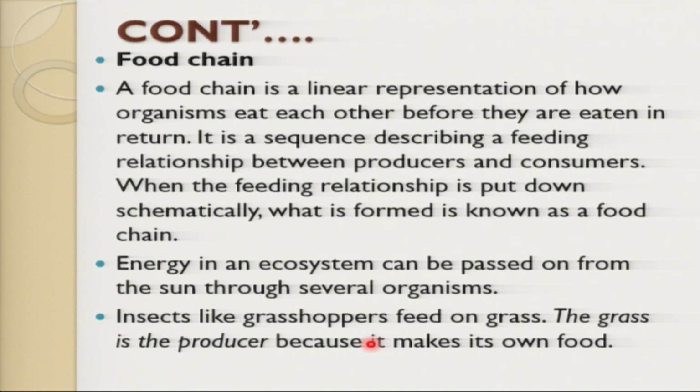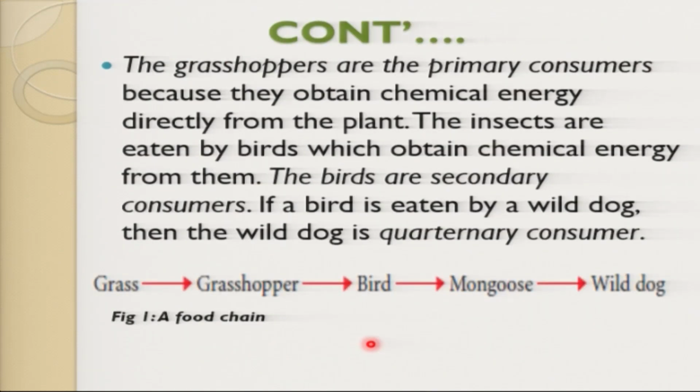So insects like grasshoppers feed on grass. The grass is a producer because it can make its own food. We talk about producers, the plants. They are referred to as the initial organism in any food chain. The initial organism in any food chain is referred to as producers. Let me talk about grasshoppers: they are primary consumers because they obtain chemical energy directly from the plant.